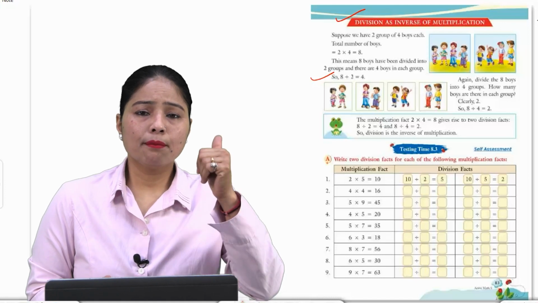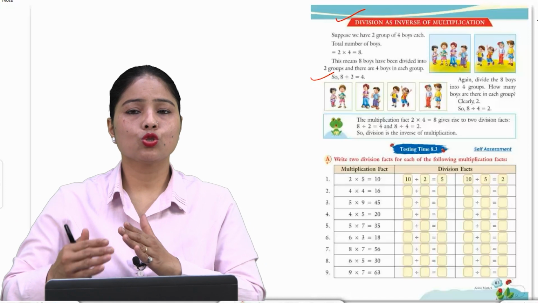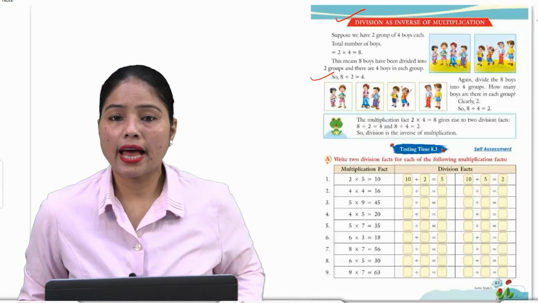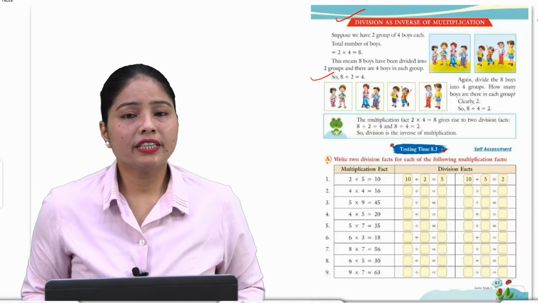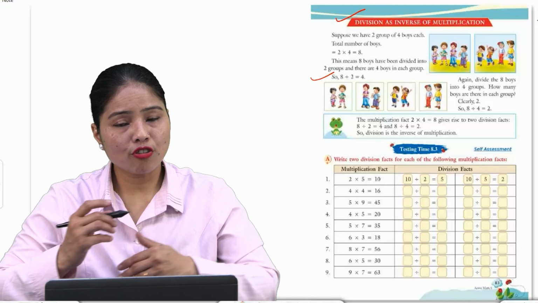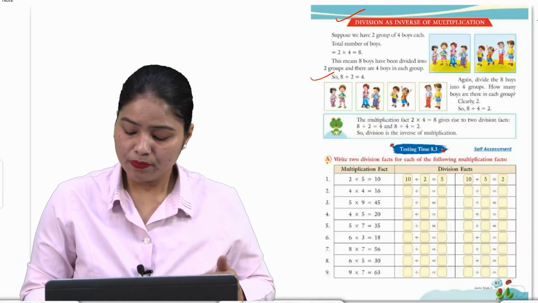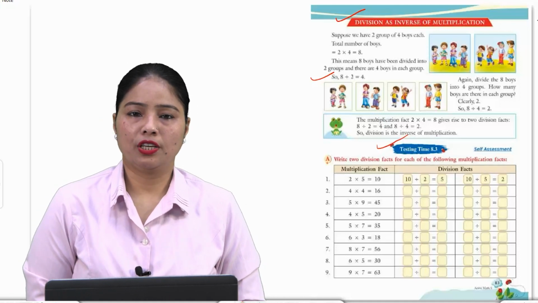Okay beta, the multiplication fact 2 into 4 is equal to 8 gives rise to 2 division facts. 8 divided by 2 is equal to 4, and 8 divided by 4 is equal to 2. So division is the inverse of multiplication. I hope you understood the concept of that one. So now beta, move on to the next one, which is Testing Time 8.3.